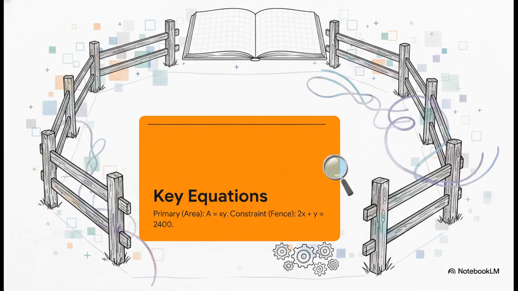Step 1, the primary equation. What are we trying to do? Maximize the area. So let's call the 2 sides that are perpendicular to the river x and the side that's parallel to the river y. The area formula is easy, right? A equals x times y.